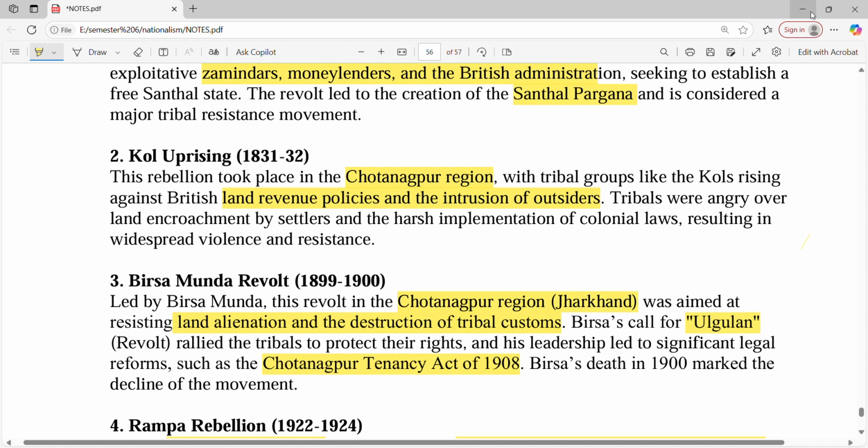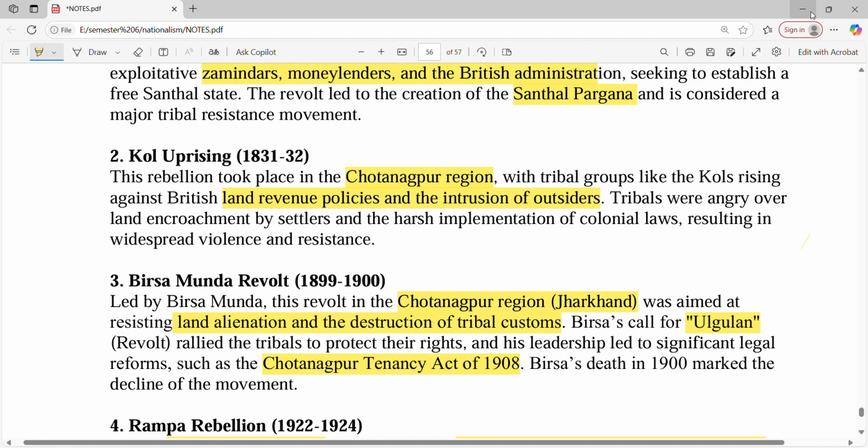Then the Birsa Munda revolt. It was in the Chota Nagpur region itself. Birsa Munda organized and led the tribal movement, giving the tribals a call for Ulgulan. Ulgulan means revolt. He urged the Mundas to give up drinking liquor, clean their village and stop believing in witchcraft and sorcery. He called himself Dharti Aba, father of the world. Reasons for this revolt were land policies of the British, destroying traditional land system, and missionaries criticizing their traditional culture.